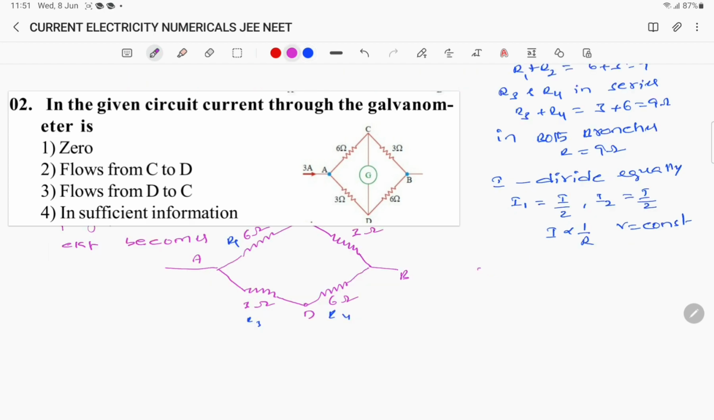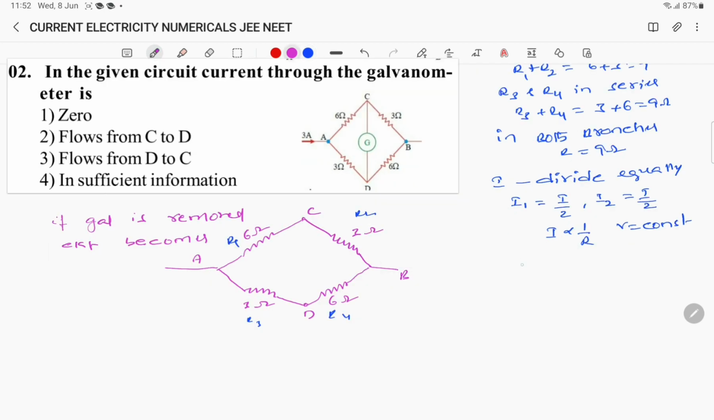Now let us see here. Let us take the two points C and D. Then we apply Ohm's law. Take C to B. VC minus VB, since current flows from C to B. Current always flows from higher to lower potential, so VC is higher and VB is lower. So VC minus VB equals, applying Ohm's law, I.